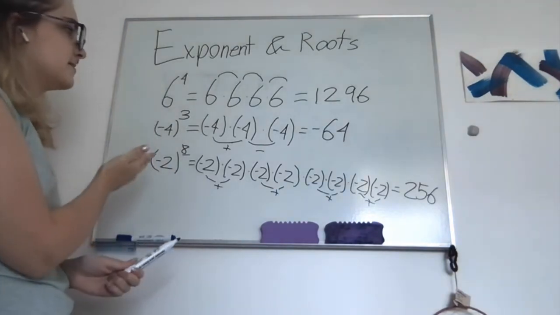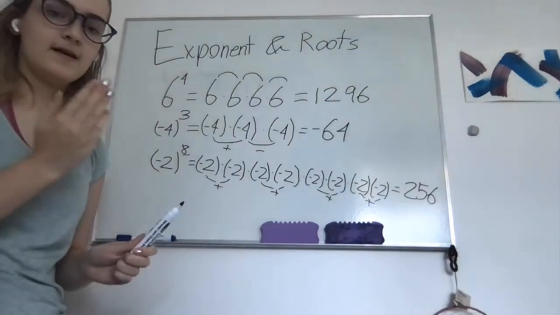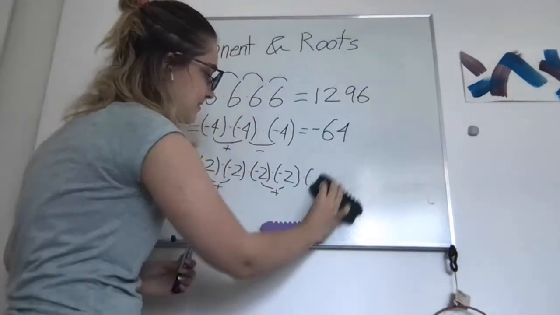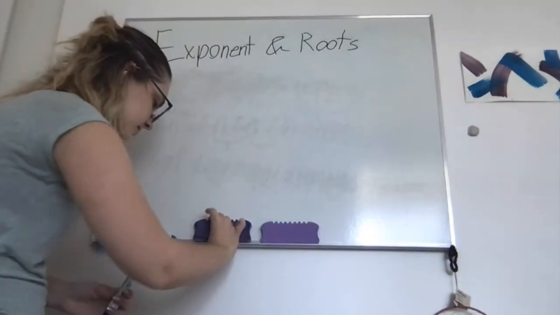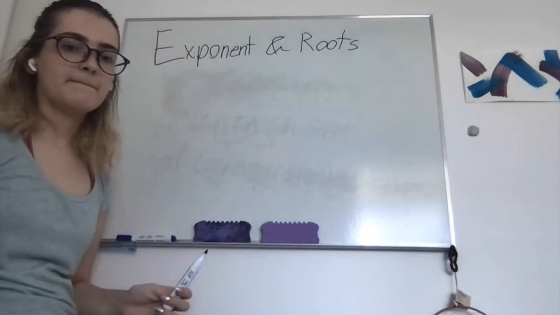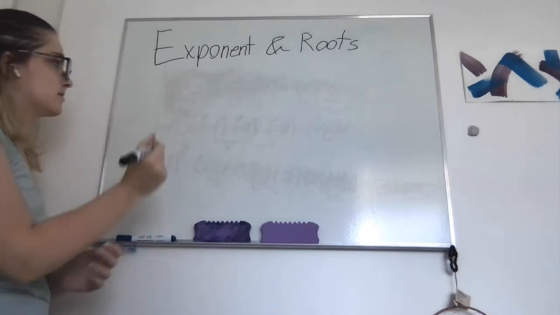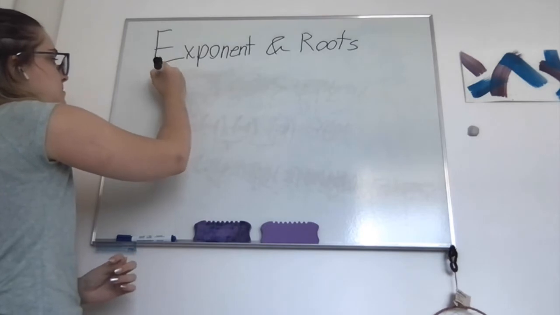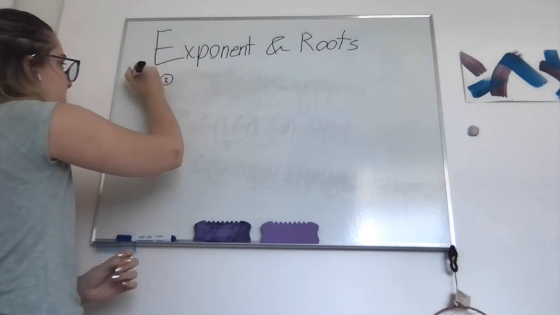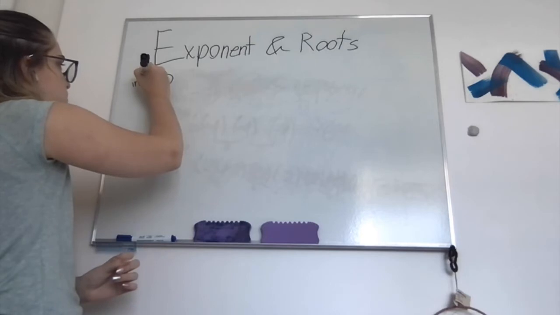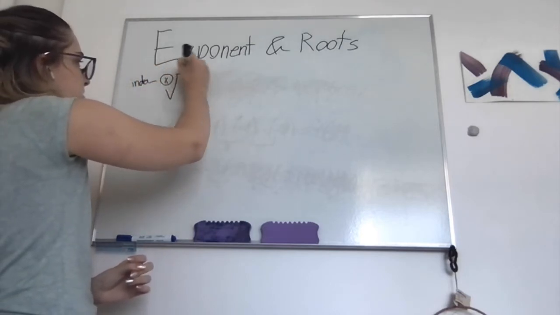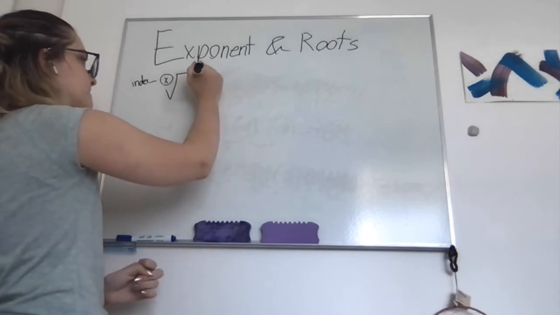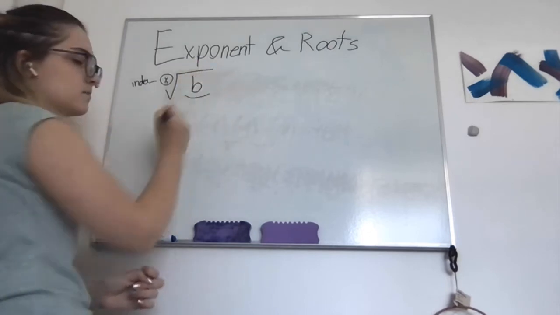So that is basic exponents. And let us move on to roots. Basically the opposite of exponents. So the way roots are written is, this is an index, the root, and then to a radicand.